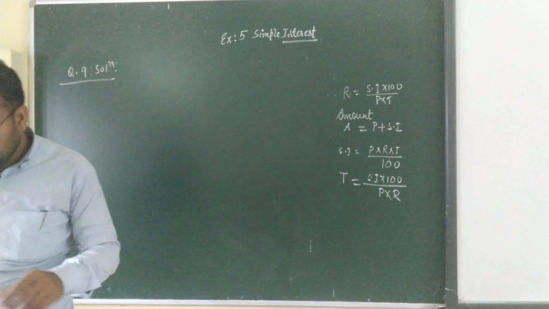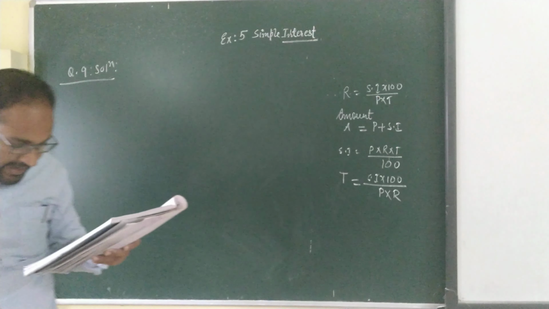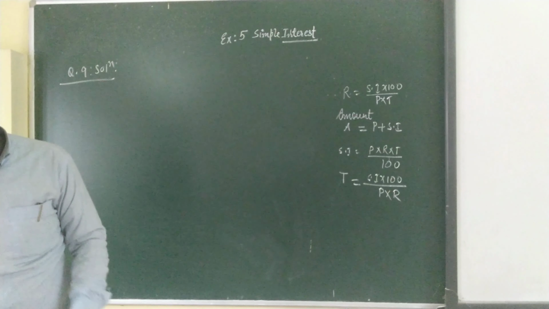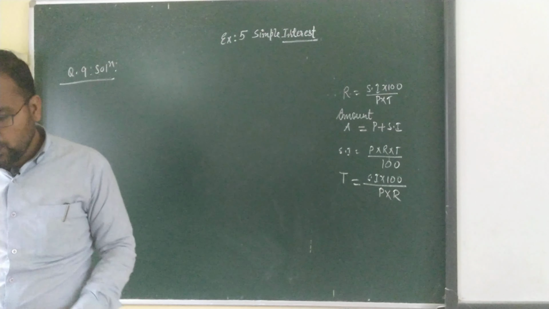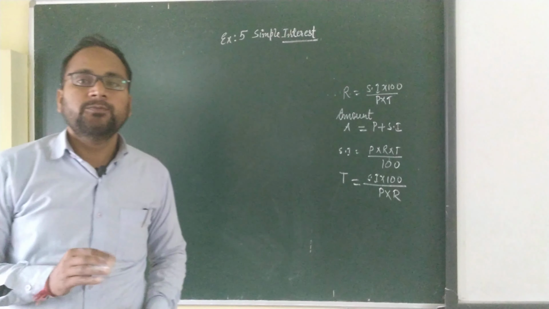Question number 9. A man took a loan of rupees 6 lakh from his friend at the simple interest rate of 9% per annum. At the end of 3 years, he cleared his debt by paying rupees 3 lakh and giving his flat to his friend. What was the price of the flat?